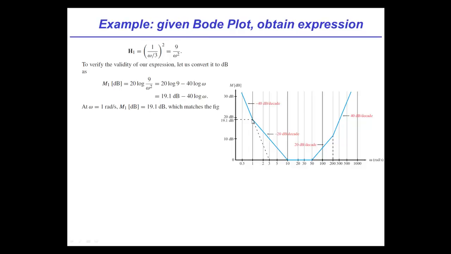For example, I might want to test it at this point right over here. I plug in an omega of 1, and I calculate, and sure enough, what I get is 19.1 dB. So that's not so hard. That's just to prove that we can do it. But this is the first one. Now we can add the next one in.